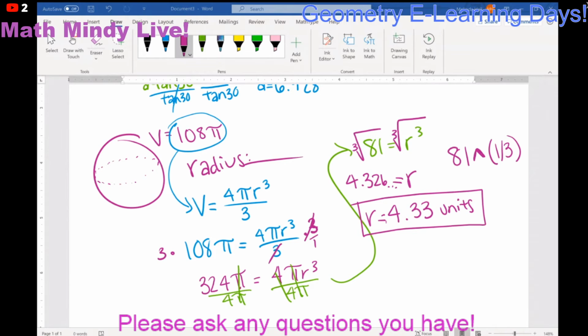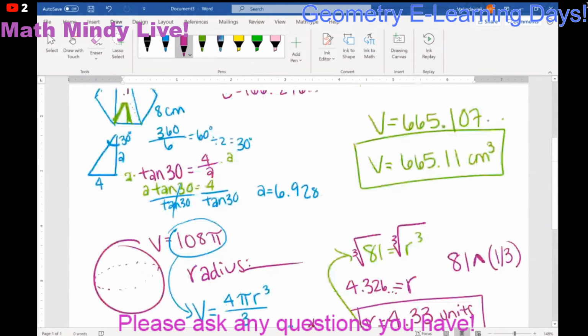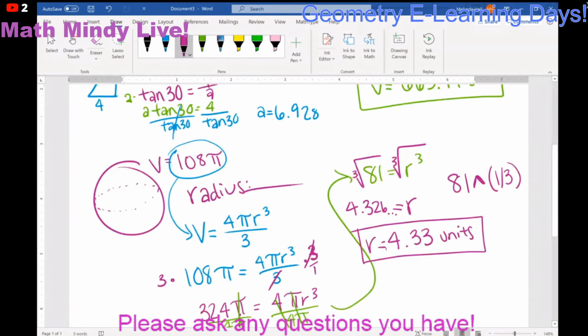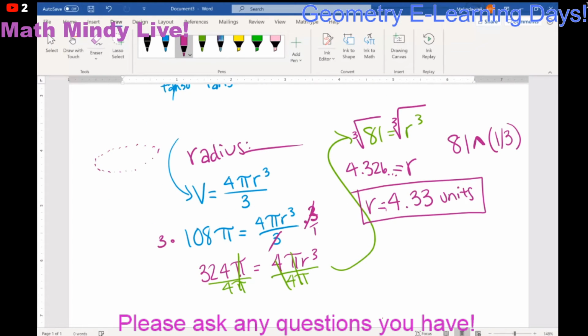The thing that people mess up with the most with non-prisms would be dividing by whatever you have to divide by. In this pyramid's case, we had to divide by 3, but I'm actually just going to steal this spot because it already has less to erase.